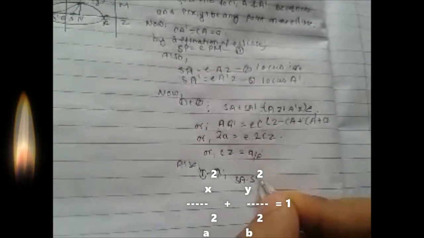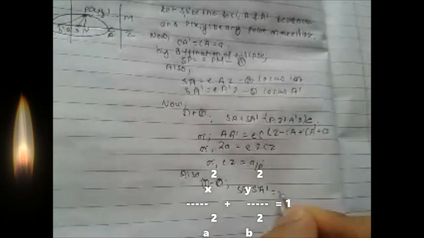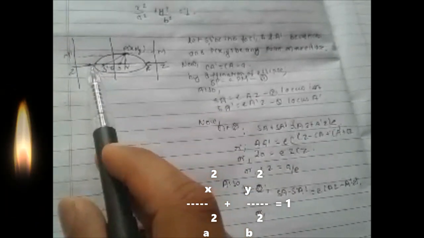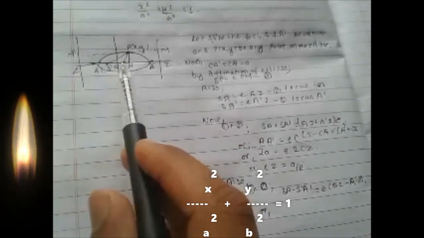Also, subtract 2 from 1. With 1 minus 2, what do we get? SA minus SA dash is equal to e times AZ minus A dash Z, or SA minus SA dash. What do we get from there? What is SA?